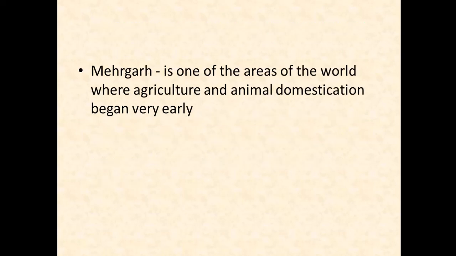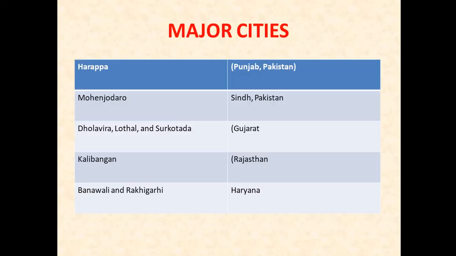Mehergarh is one of the areas of the world where agriculture and animal domestication began very early. This place is so significant.